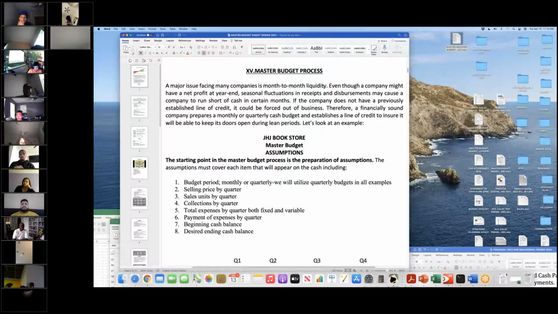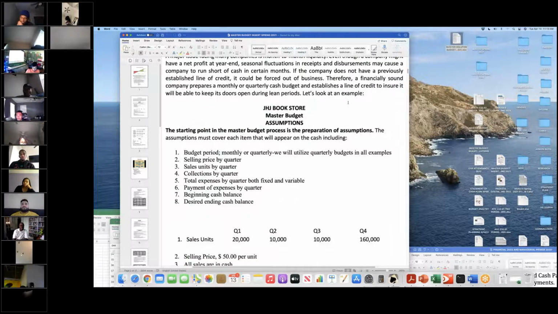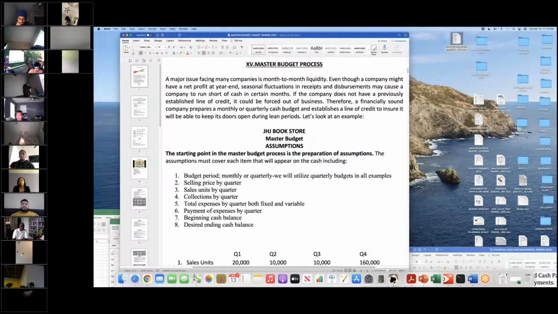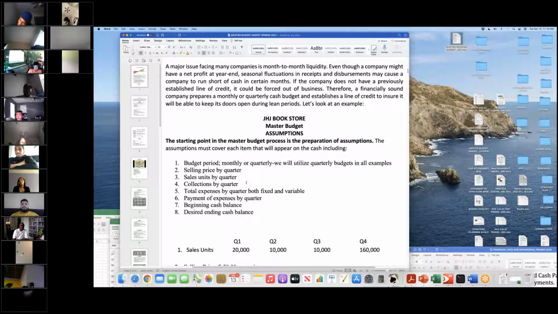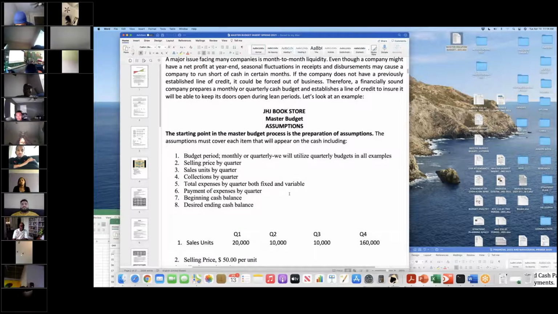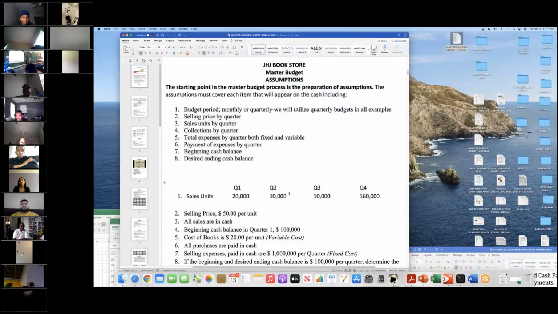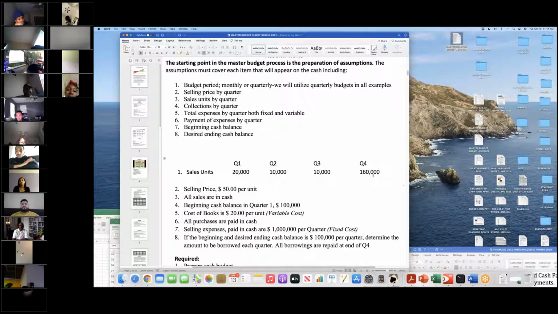So let's look at the starting point in the master budget process. There are certain items we need. We're looking at a simple retail case. A budget period, we'll be using quarterly. Selling price by quarter. Sales units by quarter. Collections by quarter. Total expenses by quarter. Payment of expenses by quarter. Beginning cash balance and desired ending cash balance. So if you are running a company, you've got to have these assumptions.